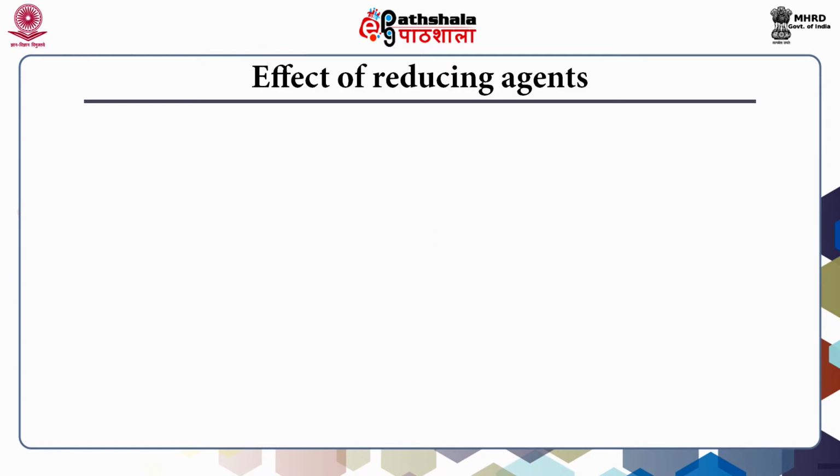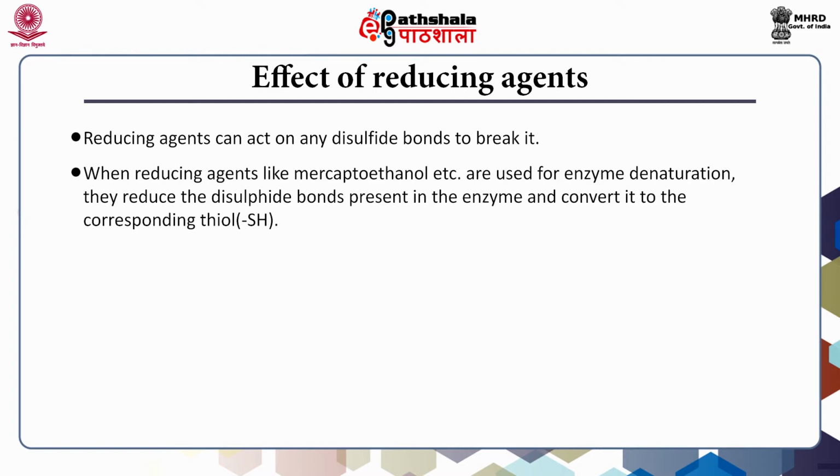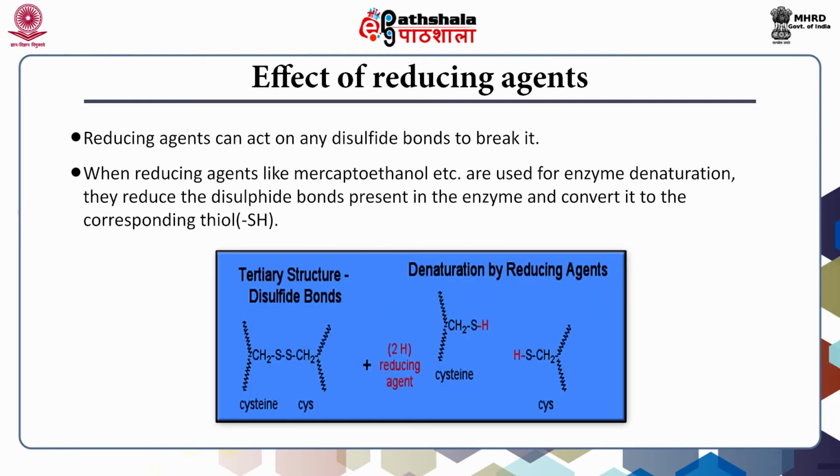Here we will look at the effect of reducing agents. Reducing agents can act on any sulfide bonds to break them. When reducing agents like mercaptoethanol are used for enzyme denaturation, they reduce the disulfide bonds present in the enzyme and convert them into the corresponding thiol, which is the SH group. The figure below shows how a reducing agent acts on the cystine moiety, denatures the enzyme and forms two different cysteine residues with SH groups.